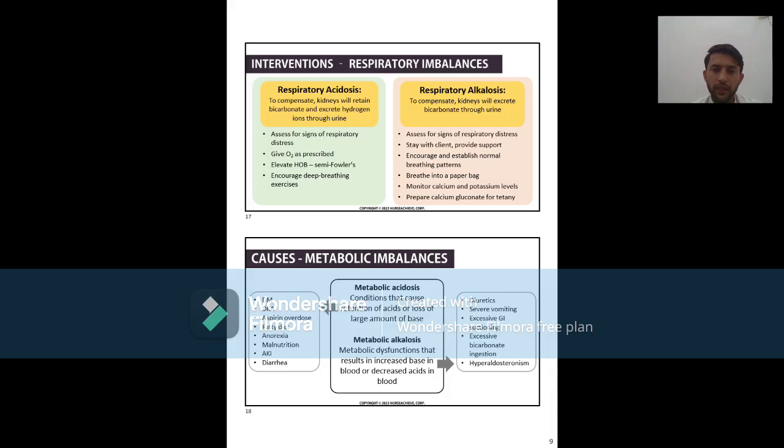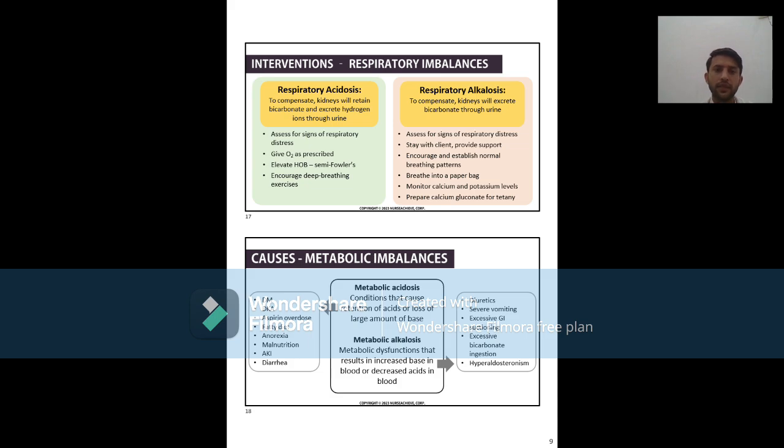We have also another condition, we call it acute kidney injury. In acute kidney injury, the damaged kidney loses its ability to filter out daily metabolic waste and hydrogen ion. These acids build up in the bloodstream because the kidney can no longer excrete them or reabsorb bicarbonate.